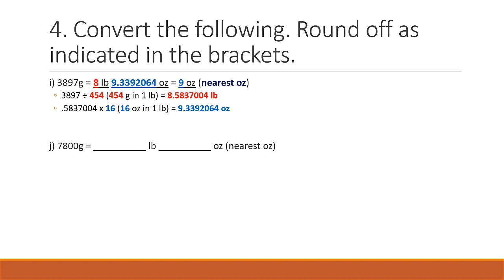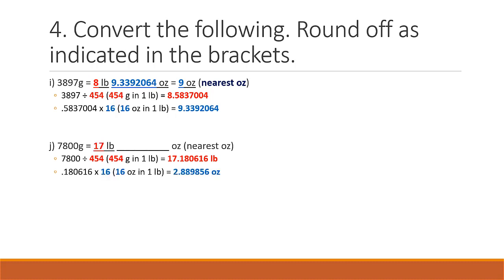Let's go from 7,800 grams into pounds and ounces. We are going to divide the amount of grams, 7,800, by 454, the amount of grams in a pound. We have 17 whole pounds plus decimal 0.180616 parts of a pound. The no-brainer, I have 17 whole pounds, that's not going to change.